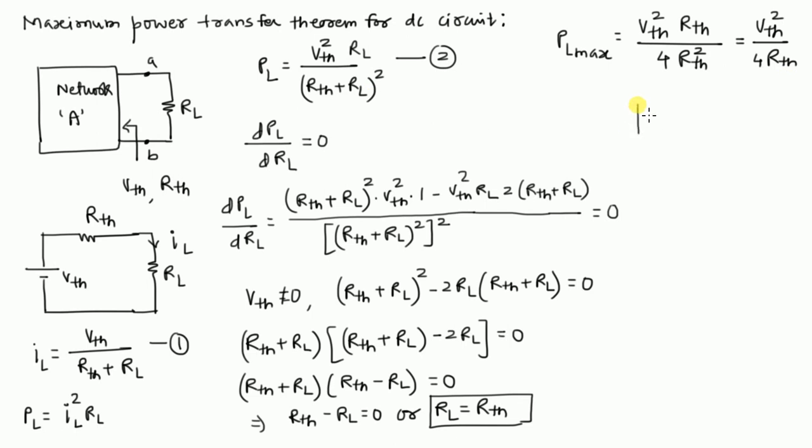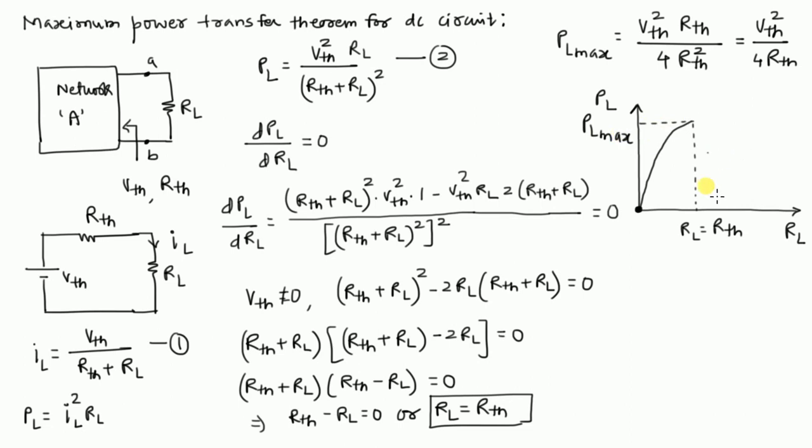Now if I draw the plot for power absorbed by the load resistance versus load resistance, then when the value of RL is 0, then load power is 0, and if we increase the value of load resistance, then PL also increases, and at some point it reaches the maximum value when RL is RTH and the value of load power is PL max, and after that point if we further increase the value of load resistance, then the load power decreases. It goes like this.